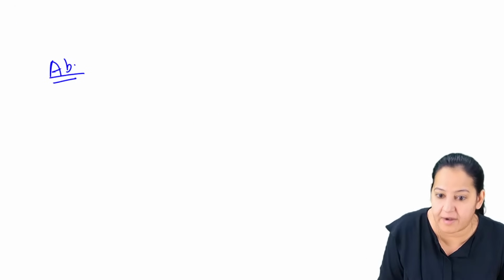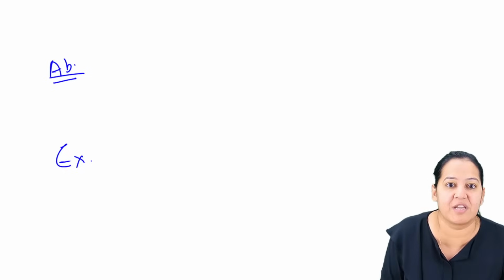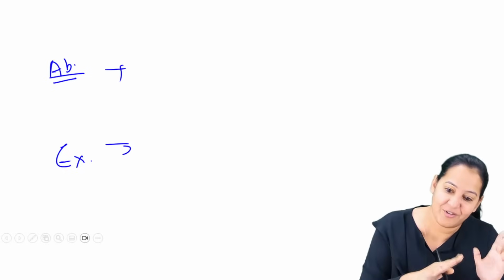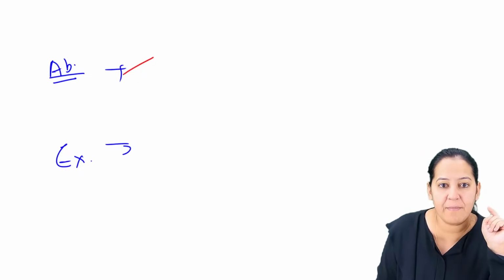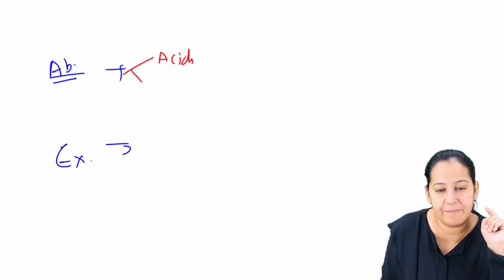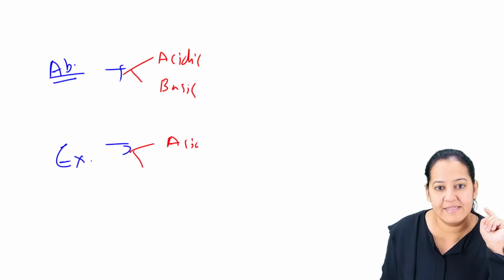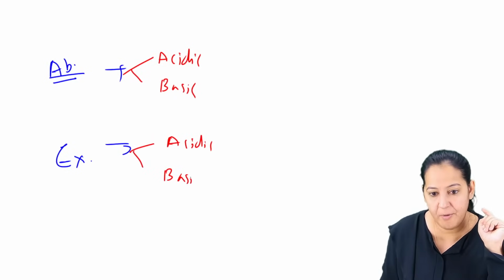What I said: for absorption, the same medium is required, and for excretion, opposite medium is required. There are two types of drugs, acidic drugs and basic drugs. Here also I am having two types of drugs, acidic and basic. And here also I am having two types of drugs, acidic and basic. You got my point?